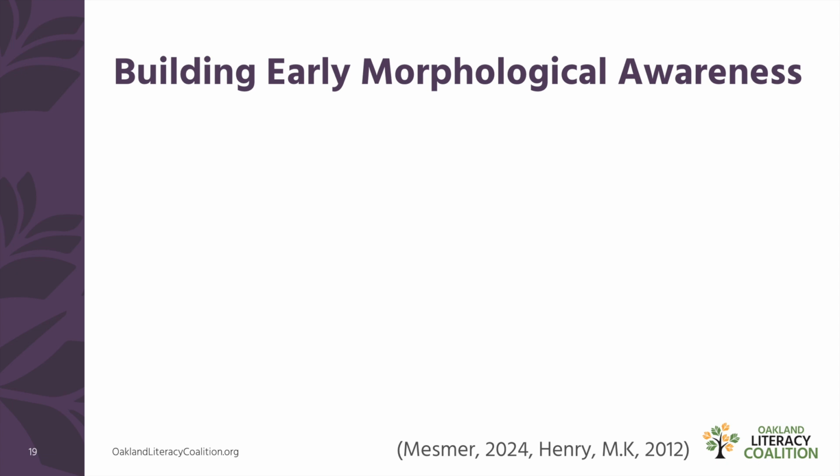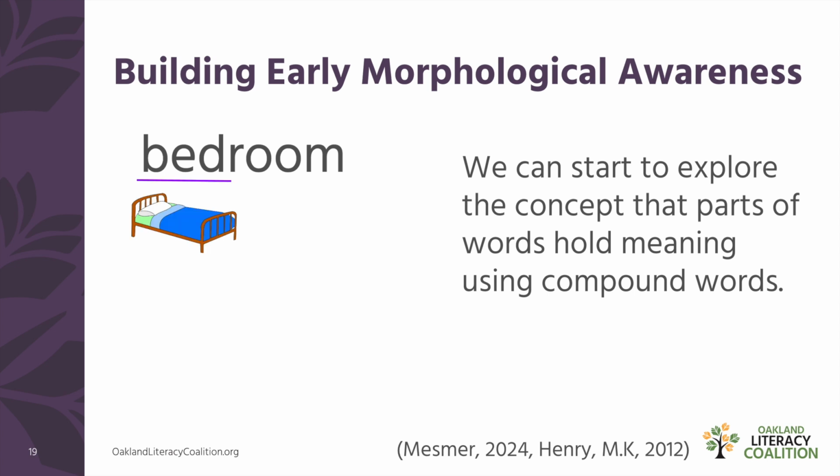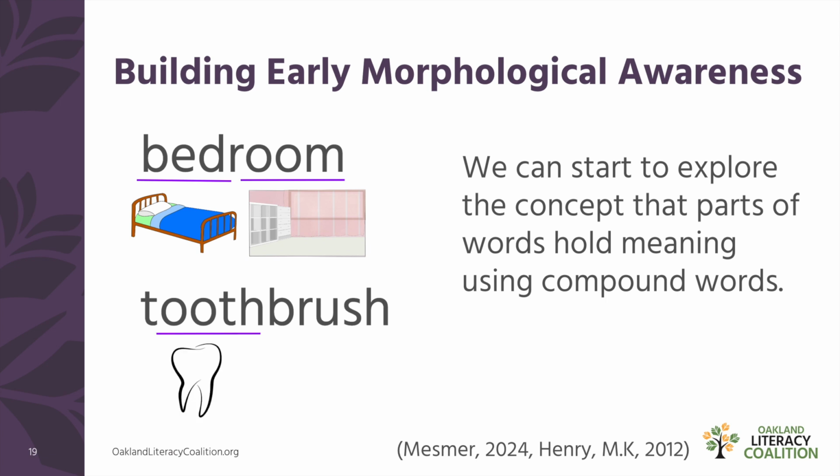In late kindergarten and early first grade, we can start building morphological awareness by exploring the concept that parts of words have meaning. We can do that by looking at compound words. For example, the first part of this word is bed. The second part of this word is room. Both parts mean something. Bed, room. Together, it means a room where your bed is. Toothbrush. Both of those parts hold meaning. They come together to make a new meaning, a brush for your teeth.